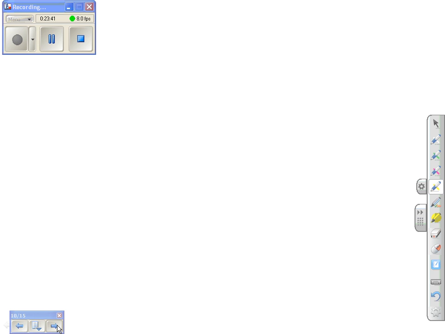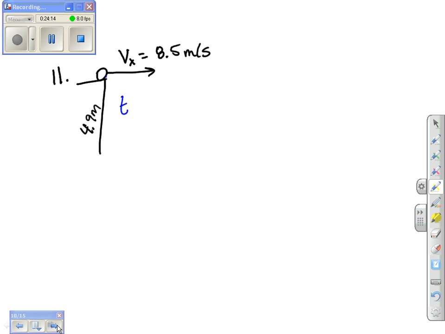All right? Moving on, number 11. A can is kicked horizontally. Okay, so we've got a can on a cliff, and it's kicked horizontally, which is going to be our Vx. And since it's kicked horizontally with 8.5 meters per second, the cliff is 4.9 meters high. We want to know its time in the air, and we want to know its distance. So we want to know our dx from the edge of the cliff, or its range.